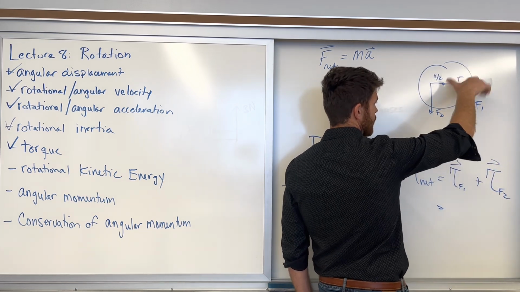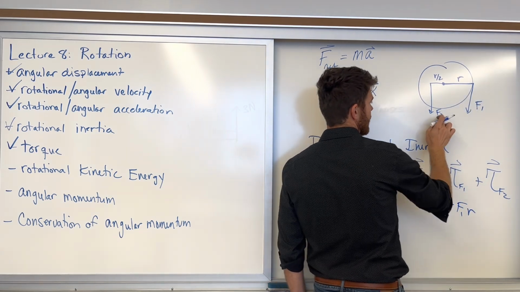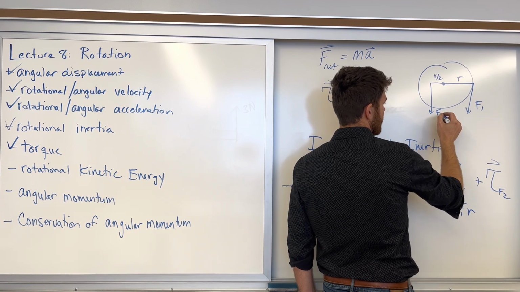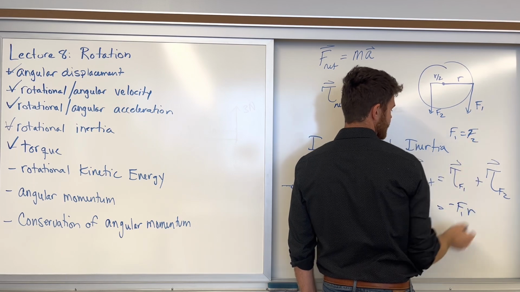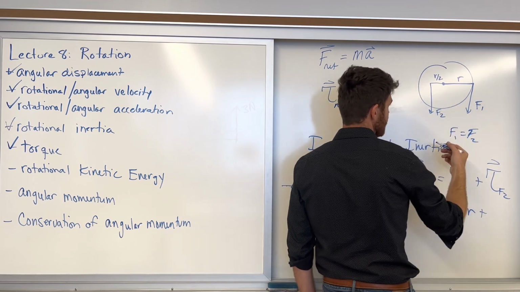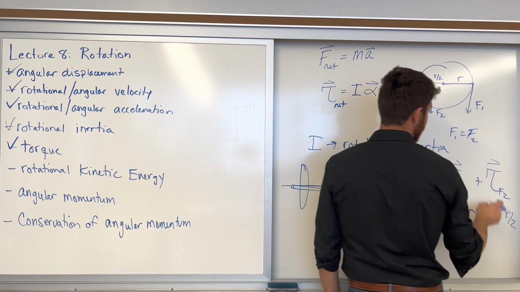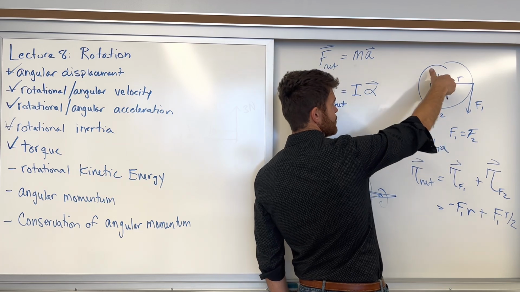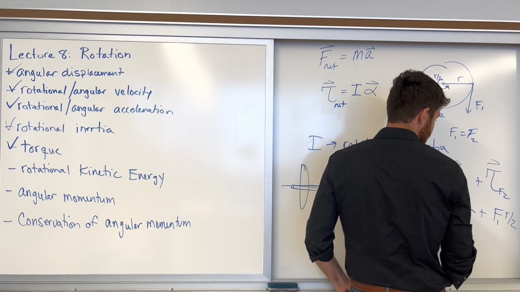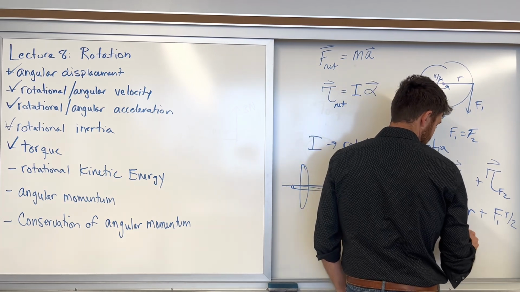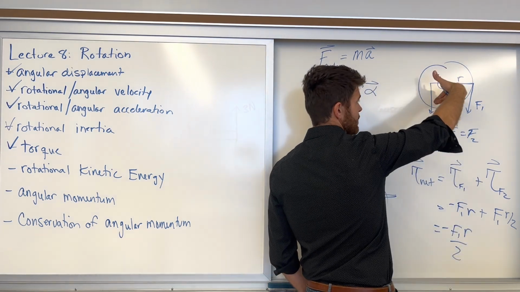The torque due to F1 would be negative F1 R, right? Let's say the magnitude of F2 is the same, F. Plus the torque due to F2 would be F times R over 2, and that's positive because F2 is trying to rotate it about this axis counterclockwise. So the net torque is going to be negative F R over 2. So the net torque is going to be in this direction.